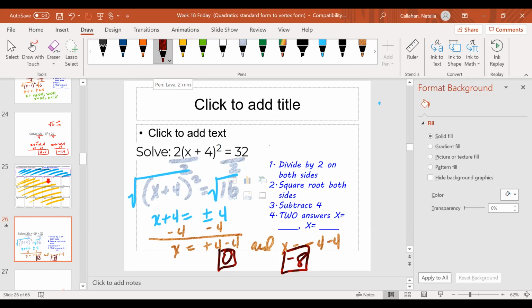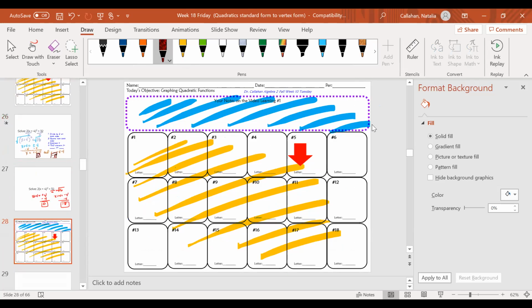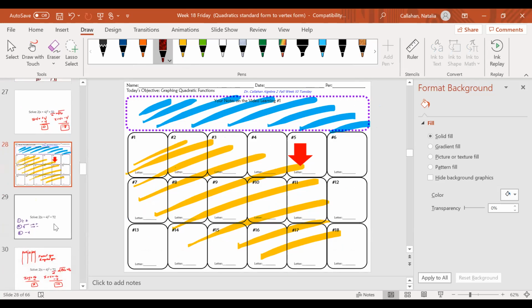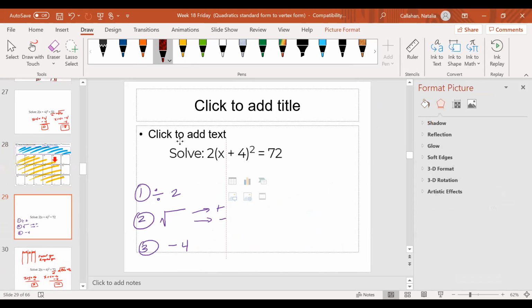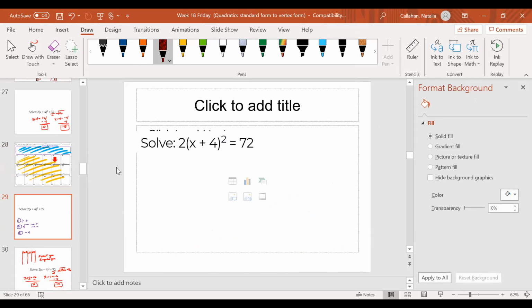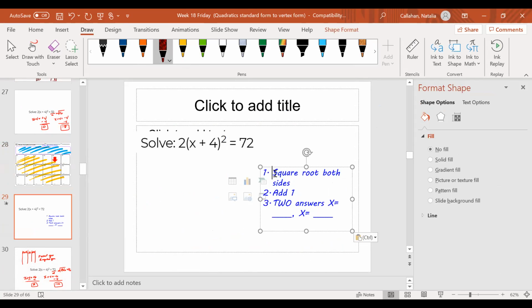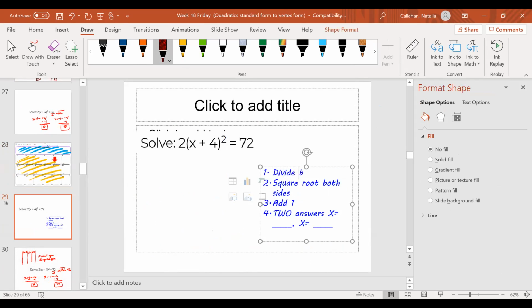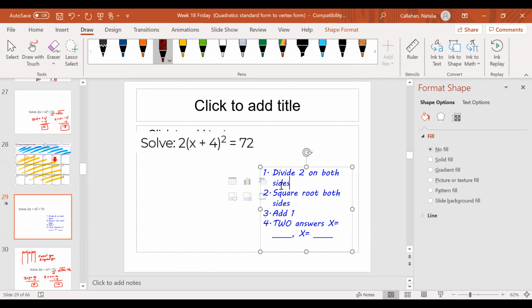So take a look at this. All right, now we're going to move on to number 5. For number 5, this is your question right here. Again, you're going to divide by 2 on both sides, take the square root, and then subtract 4. Let's give that a try.